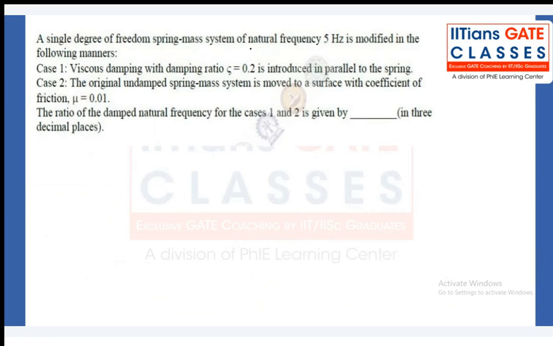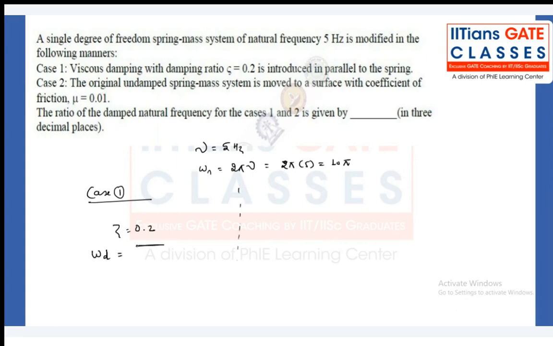A single degree of freedom spring mass system of natural frequency omega. They have given the natural frequency nu, which is equal to 5 hertz. From here, how to get the natural frequency? 2 pi nu, which is equal to what? 2 pi into 5, 10 pi. This system is being modified in two manners. Case number one, viscous damping with the damping ratio 0.2 is introduced in parallel to the spring. Whenever we introduce any damper, the natural frequency will become omega d. And what is the relation? This is the relation.